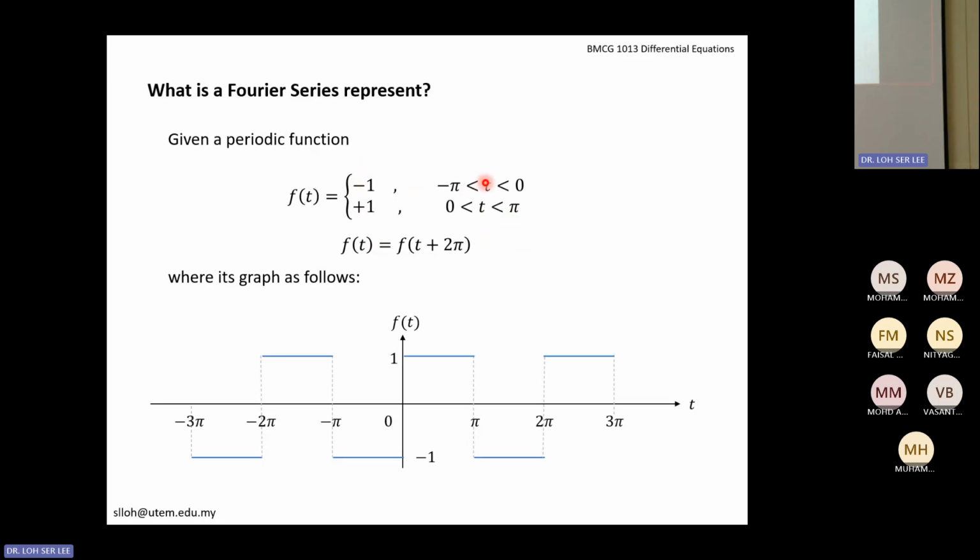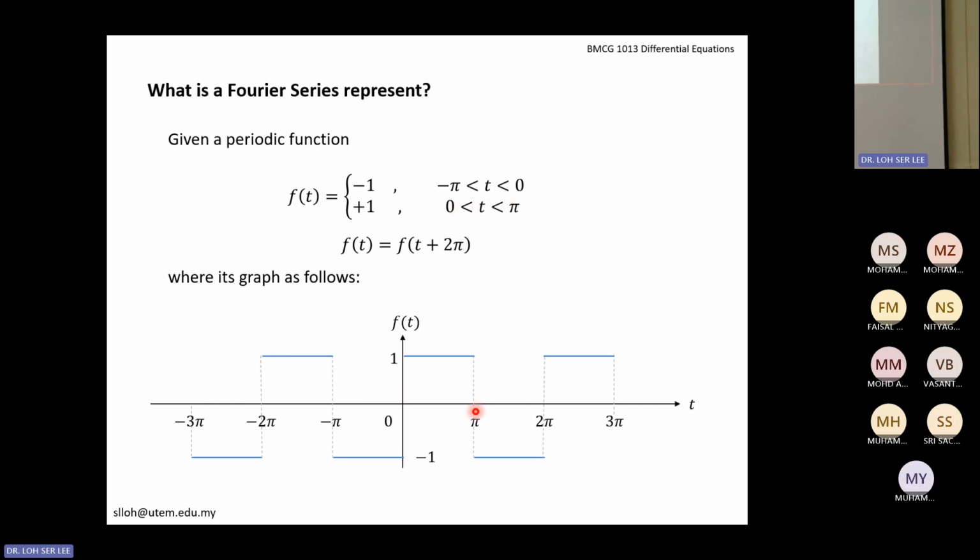graph from negative pi to 0, you have negative 1. And in this interval from 0 to pi, you have plus 1. Both are constant, so we have horizontal lines.